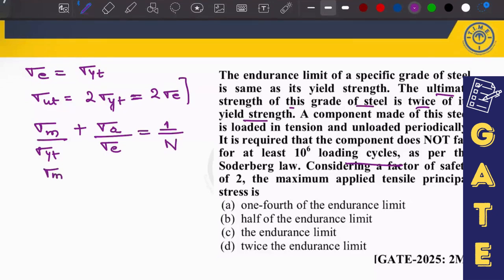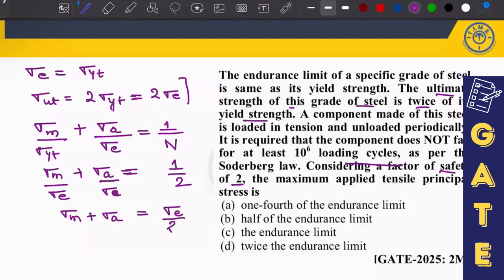Now, the mean stress plus variable stress. They have given the factor of safety is 2. So can I say this value is 1 by 2? Endurance limit is sigma e. Now sigma yt and sigma e they have given equal. So sigma m plus sigma a you are getting as sigma e by 2. Now anyone can you please tell me what is this value?